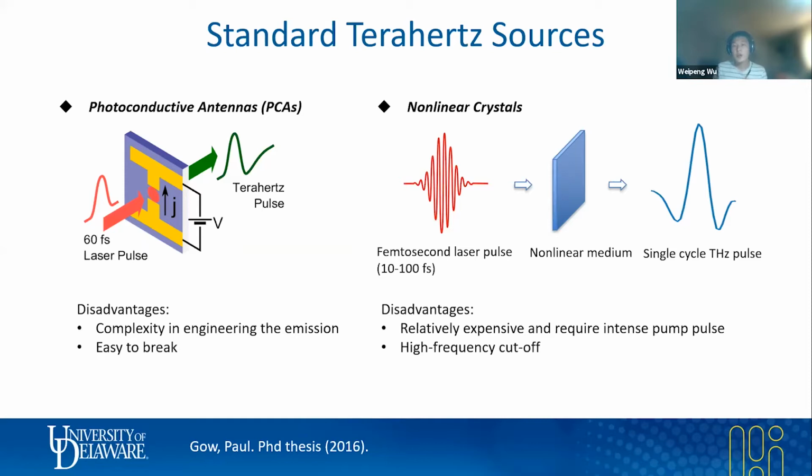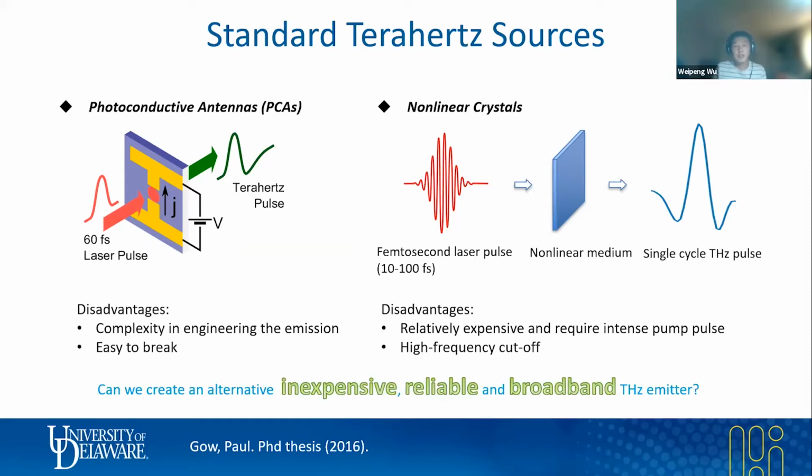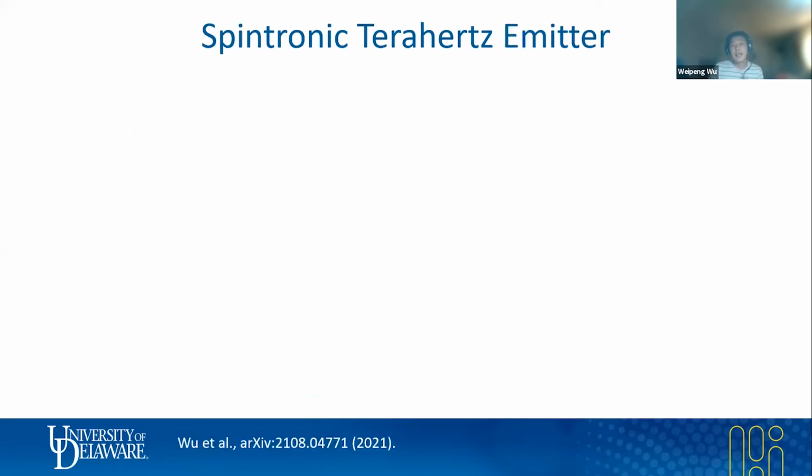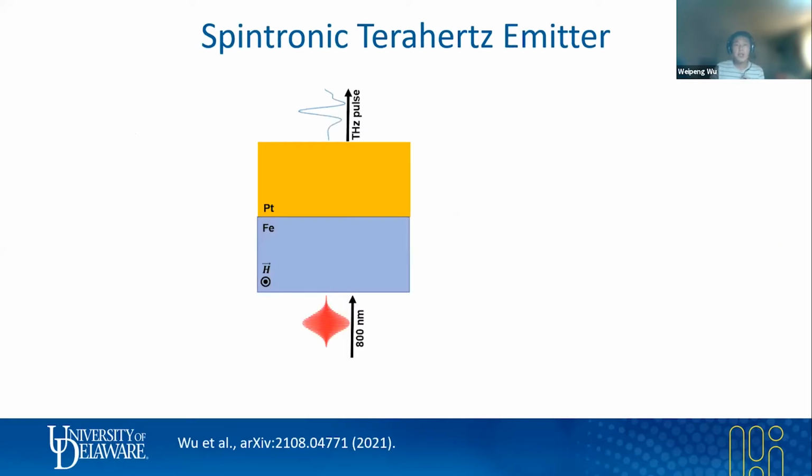However, there is more about an electron, right? Like the spin. So we might think, can we create an alternative, inexpensive, reliable broadband terahertz emitter based on spins of electrons? The answer is yes. Over the past decades, it was found that when the ferromagnetic heavy metal bilayer is excited by femtosecond laser pulses, we can detect a terahertz radiation from the other side of a sample.